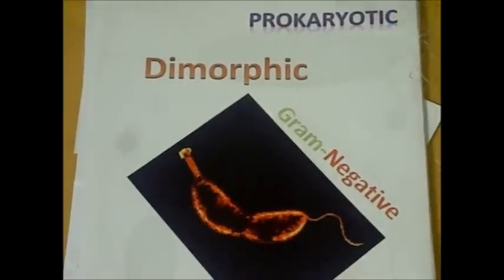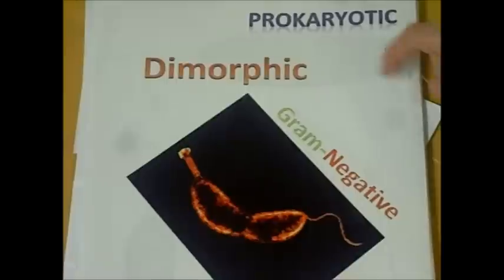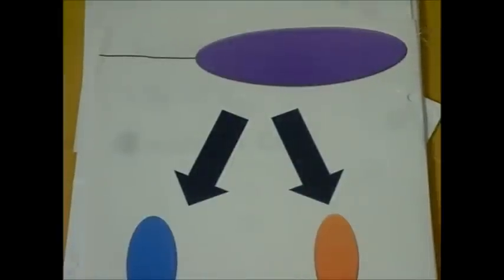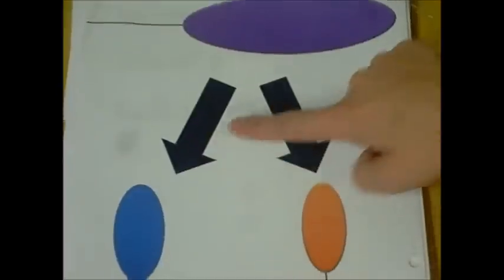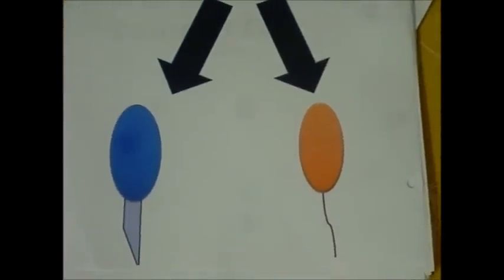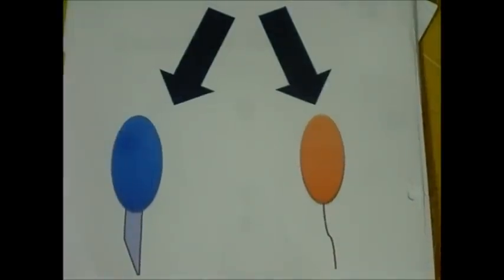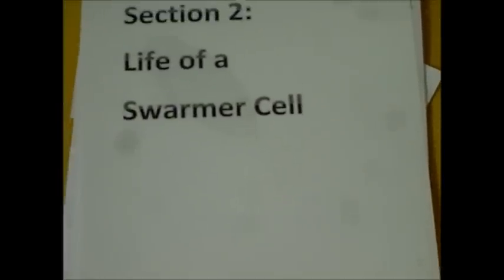gram-negative prokaryotic cell. The most distinctive feature of the Caulobacter crescentus cell is its dimorphic life cycle. A dimorphic cell means that during cell division, the mother cell will produce two different types of daughter cells. One of the daughter cells will become a stalk cell, and the other daughter cell will become a swarmer cell. Section 2. Life of a swarmer cell.